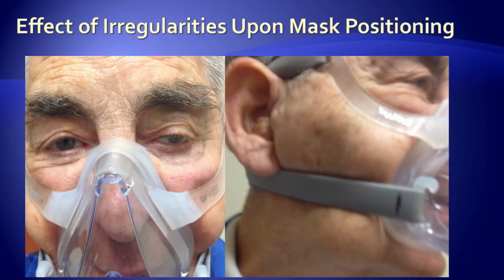Notice again that the upper part of the frame of the mask is cutting deeply into the cheeks. Notice that the lower straps also cut deeper into the lower part of the cheek, and the straps are causing a lot of pain and discomfort in the back of his neck because it was adjusted so tight.